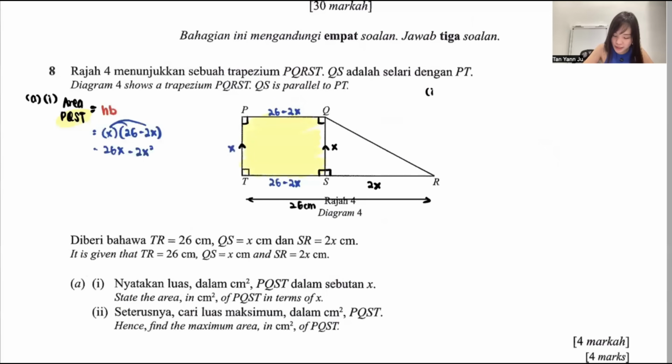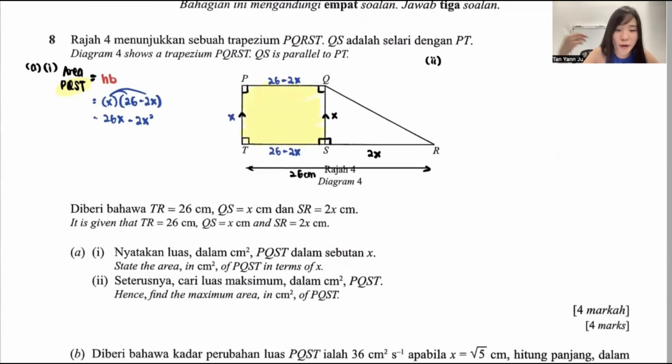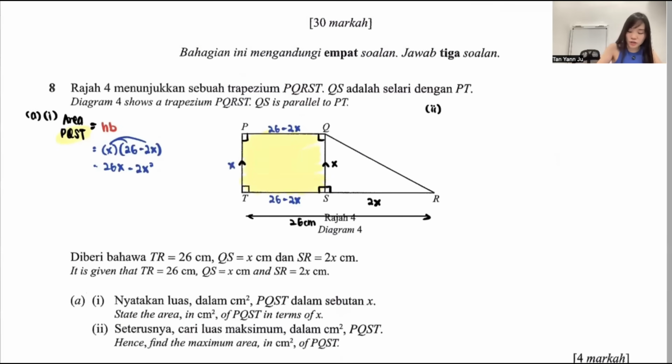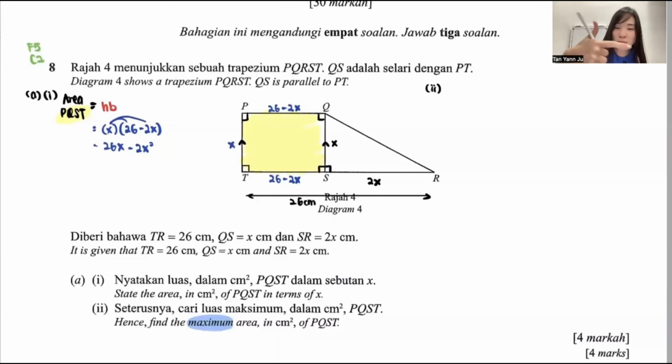A2. A2, I do here, yeah. A2, they say, find the maximum area of PQST. Oh, forget to say which chapter, right? Because just now I also don't know which chapter. But the moment I read until the words, find the maximum area, I straight away know this question is under Form 5, Chapter 2, differentiation. Which word is the keyword? Maximum. Do you guys remember the formula? Whenever you see maximum, minimum, turning point, stationary point, always using dy dx equals 0. That's the formula, okay?